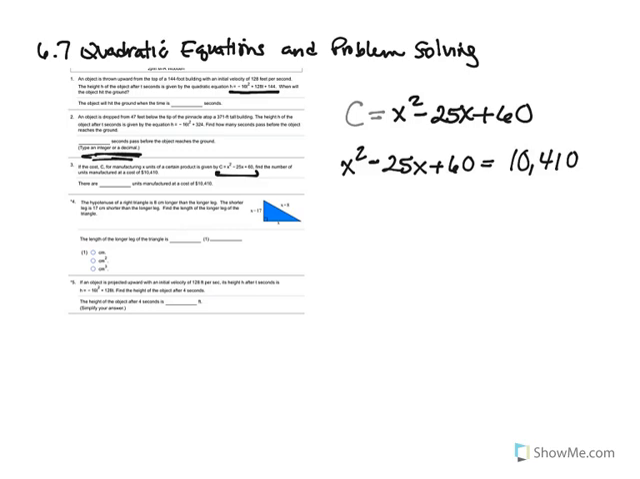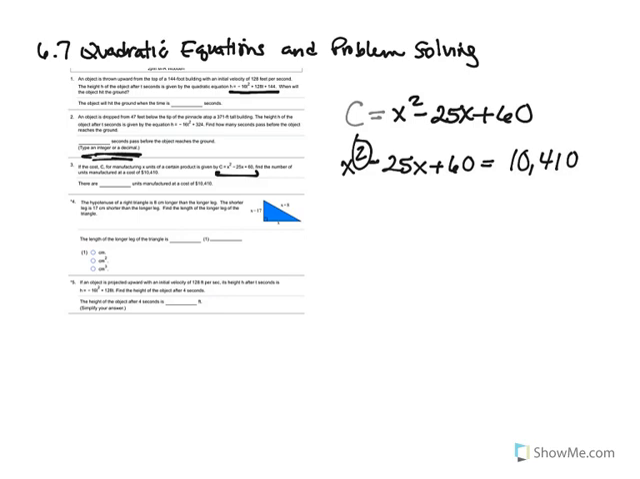So when I look at this equation, X squared minus 25X plus 60 equals 10,410. I'm trying to solve this equation. So we have to be in our mindset, again, solving, isolating a variable. So when I do that, I need to look at how I can isolate the variable. Because I have an X squared here, I know that I can't just isolate the variable. I first have to factor this equation.